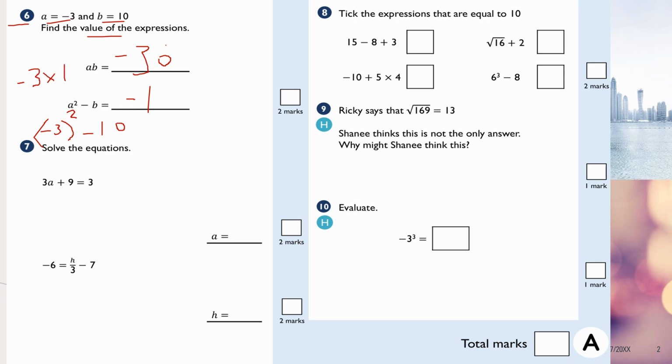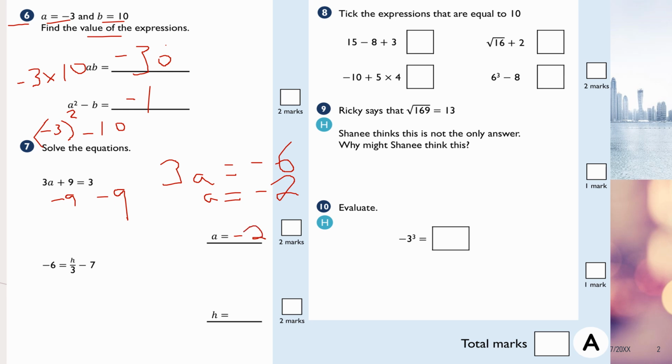Question number 7, solving a two-step equation. Solving the equation: 3a plus 9 equals 3. So subtract 9 on both sides. To balance, each side respectively, we have 3a is equal to minus 6. Divide by 3 on both sides. We get a is equal to minus 2. So minus 6 thirds is minus 2.